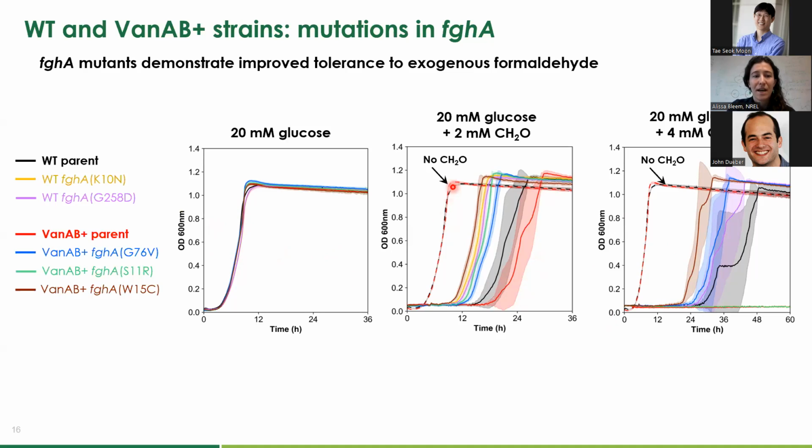mutations. So the dashed lines here are the Vanillate plus and wild type parent without any formaldehyde. And then the solid lines in red and black are with formaldehyde. And the other colors are the single point mutations. And you can see that all of these help the strains persist a little bit better than their parent counterparts. I think this is really striking for just a single point mutation in the protein. Similar is true as you go to higher formaldehyde concentrations. Actually, the Vanillate plus strain doesn't grow at all, but some of its mutants do.